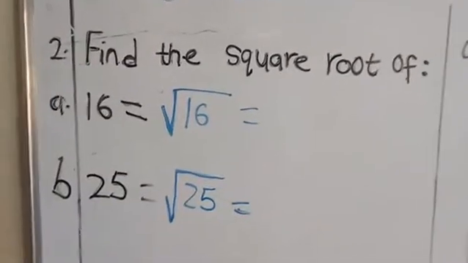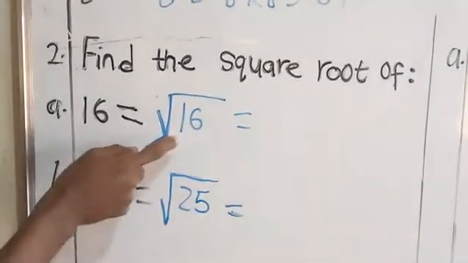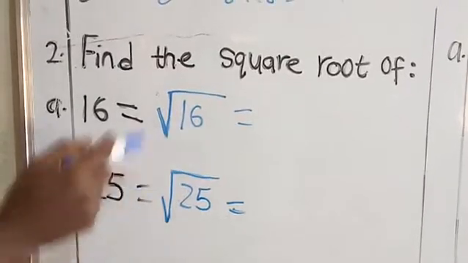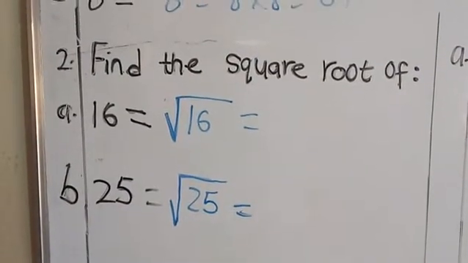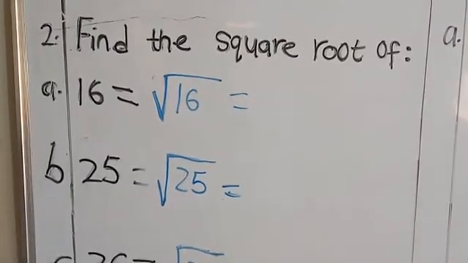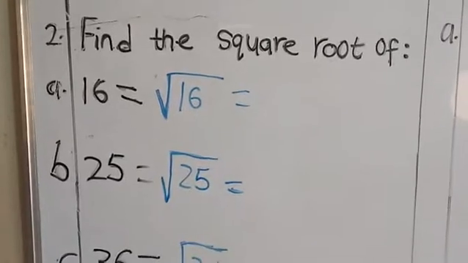Find the square root of 16. Remember, I told you in our previous class that this is the symbol for square root. So whenever you see this symbol and a number inside of it, you are being asked to find the square root of that number. Now, how do we do this without solving? What number would multiply itself to give me 16? That's the question you should ask yourself.